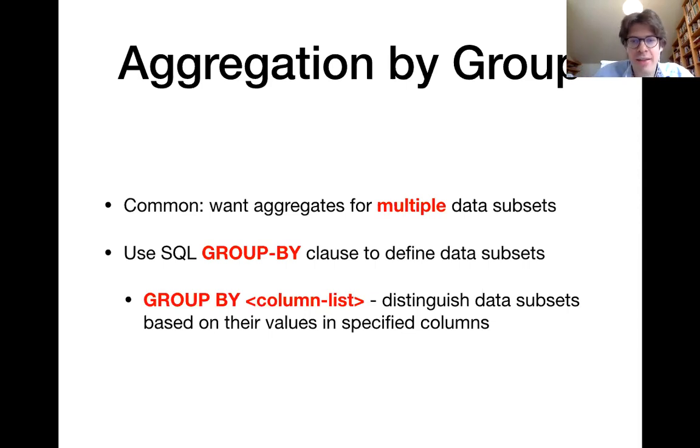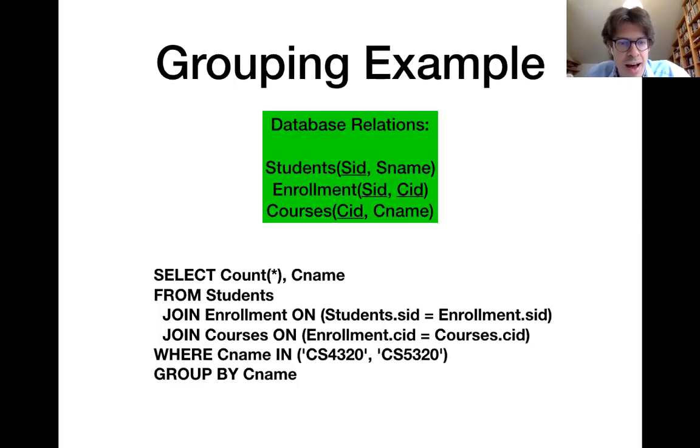So for instance, if I want to know how many students have been enrolled in CS 4320 and how many students have been enrolled in CS 5320, like the second listing of the course, then I could, in this case, issue two separate queries where once I filter to CS 4320 and once I filter to 5320. But it is, of course, more efficient if I can do that just with one single query.